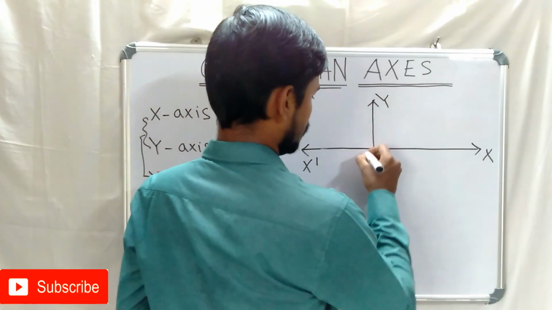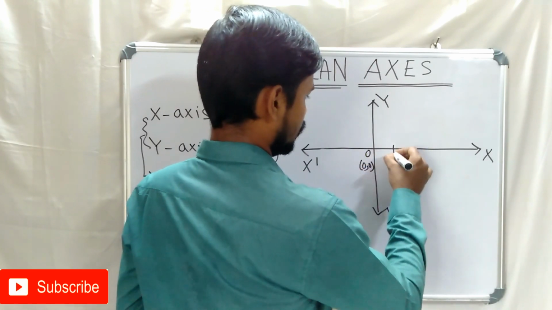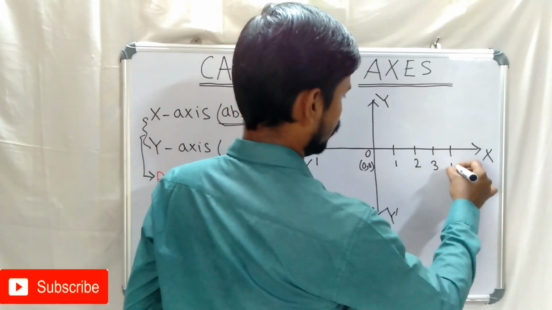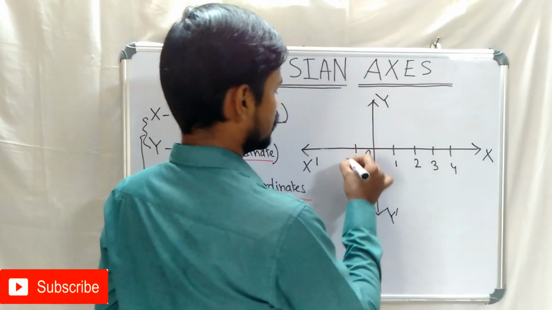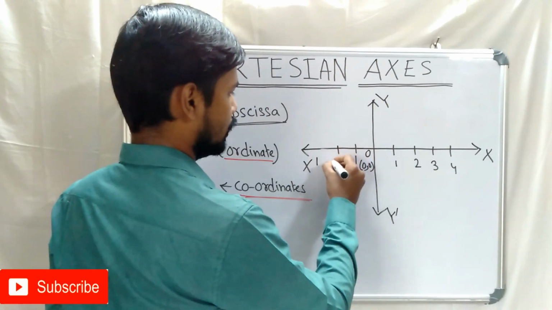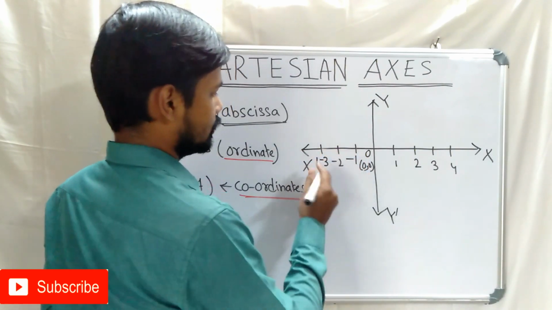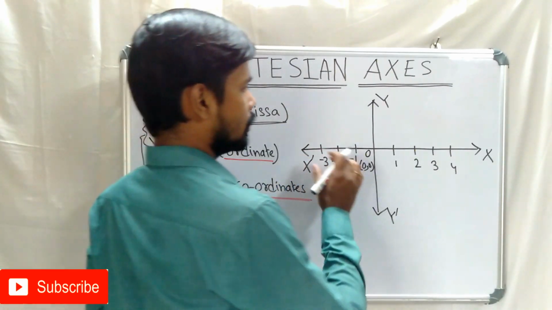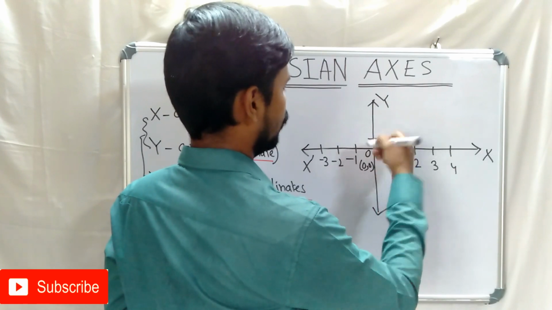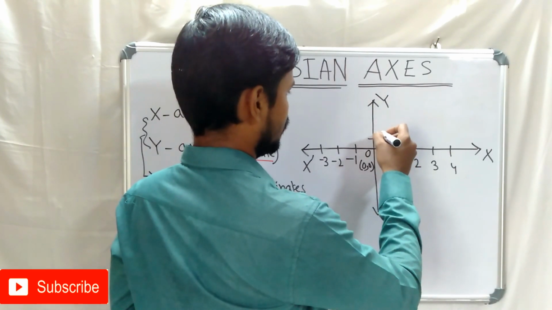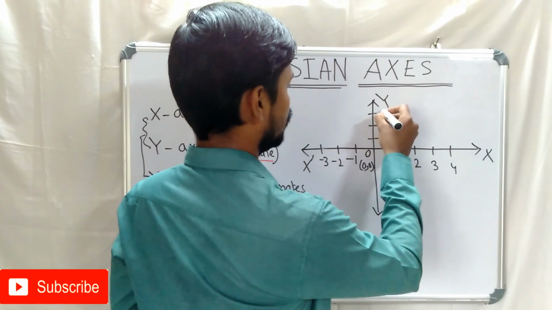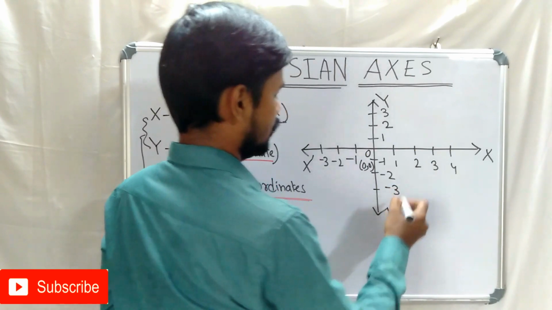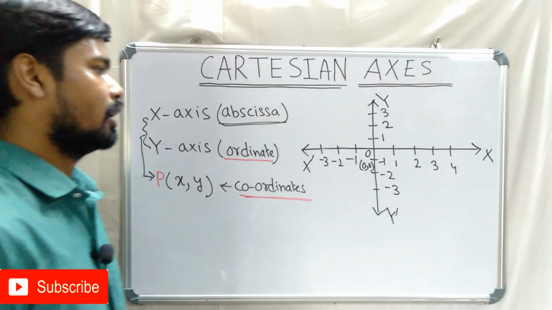So if the origin is taken as (0, 0), then suppose this is 1 unit, 2 units, 3 units, 4 units. Similarly on the left hand side, as this side is negative, it is -1, -2, -3. So these are the representation of x points on the x-axis. Similarly, upward the y-axis is taken as positive, so 1 unit, 2 units, 3 units, and -1 unit, -2 units, -3 units.